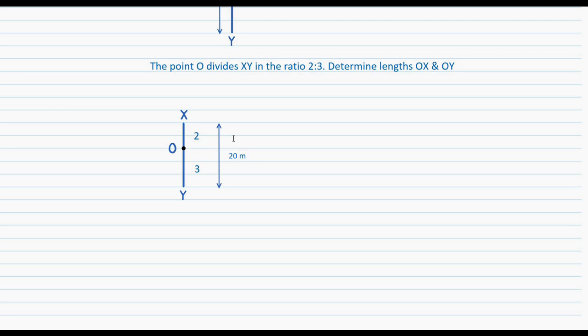So anyway, coming back to the question, they asked us to determine the lengths OX and OY. So OX would be this length, which is the same as XO. And then the first step is we need to convert this ratio into a workable form, meaning into fractions. So for OX or XO, that would be XO over XY is equal to 2 over 2 plus 3, giving the ratio as 2 over 5, which is the same as OX over XY.